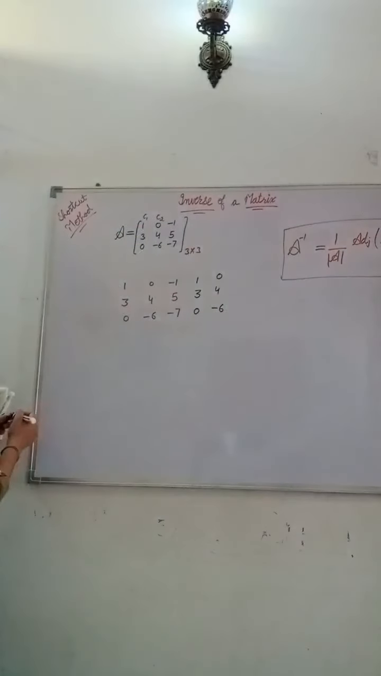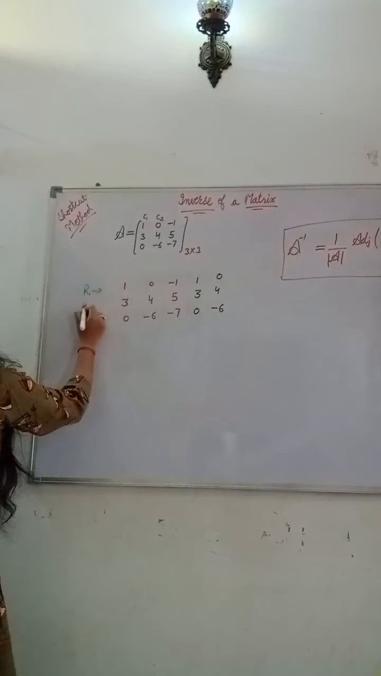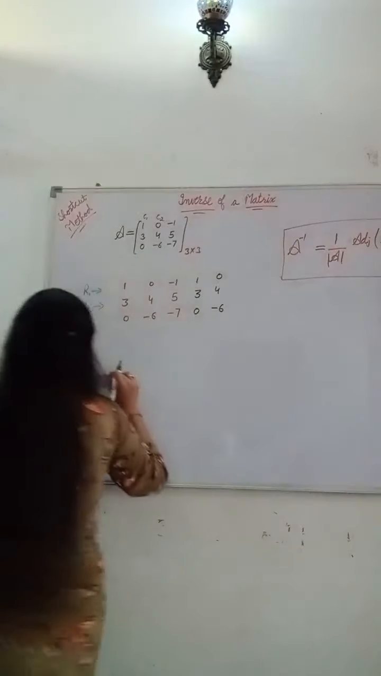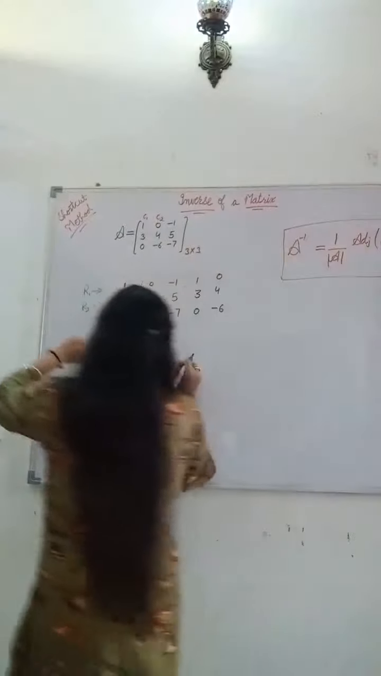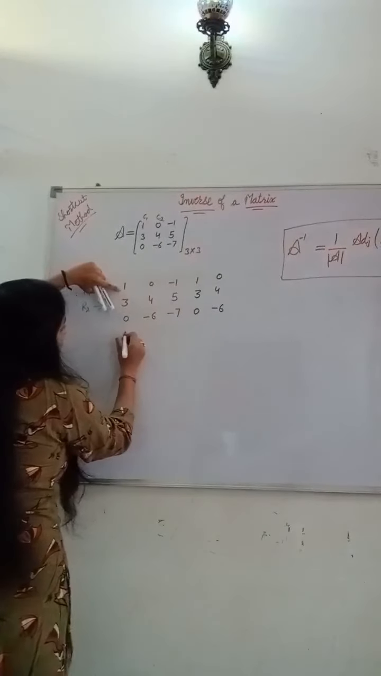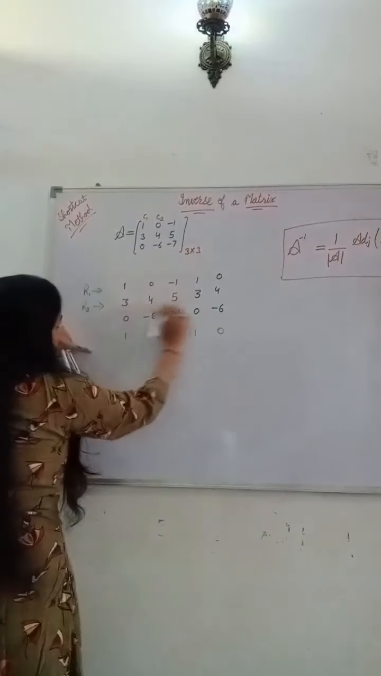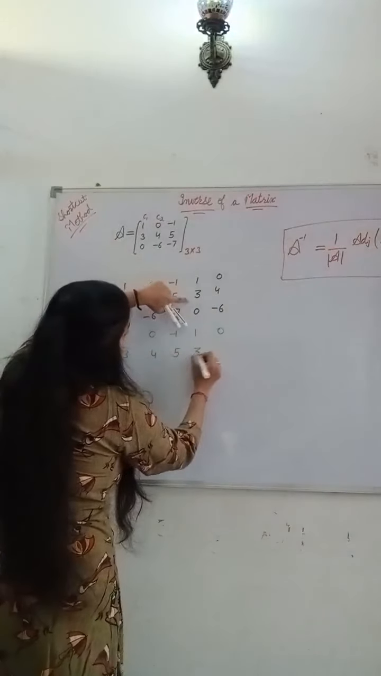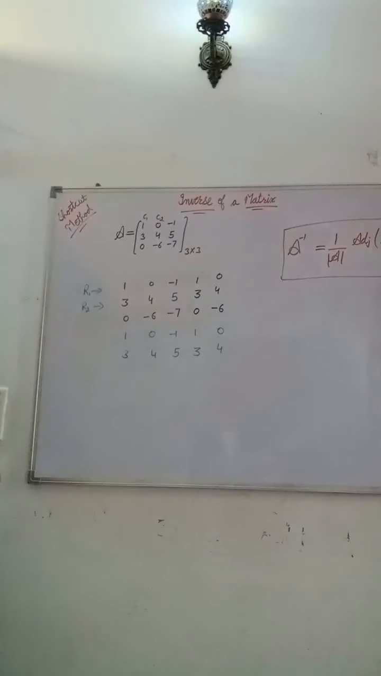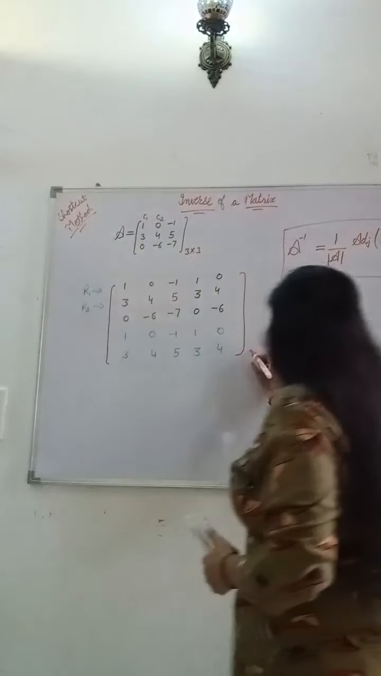Now here you can see that is the first row, that is the second row. Now I have to repeat these two rows here. Write it here. First row 1, 0, minus 1, 1, 0. Now second row 3, 4, 5, 3, 4. That's it. Now here you can see this matrix is of order 5 by 5.